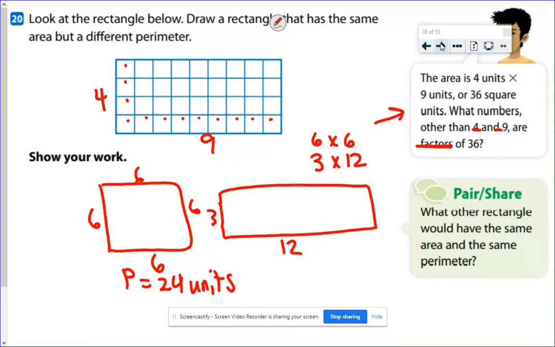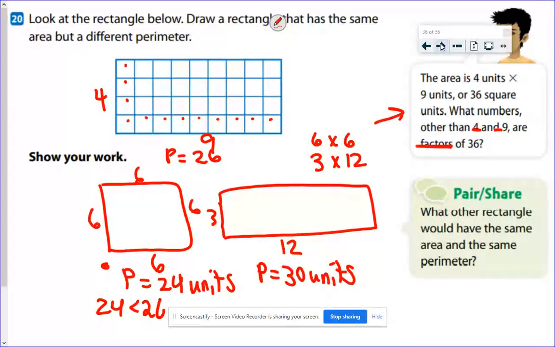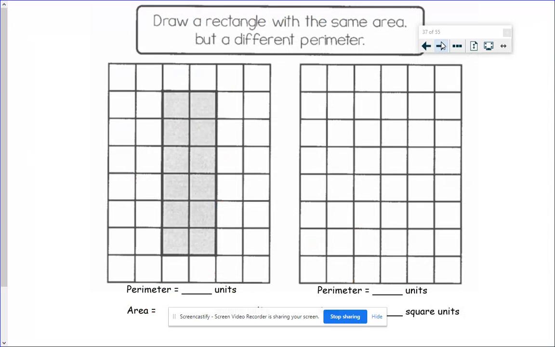Or if you would have done one like this, 12 plus 12 plus 3 plus 3, that would be a perimeter of 30. Going back to this one, 9 plus 9 plus 4 plus 4, that would have been a perimeter of 26. So this perimeter right here would be less than the perimeter of this example. This one right here, the perimeter would have been more than the one in the example. So we're finding measurements and then comparing them to one another. Draw a rectangle the same area but different perimeter.